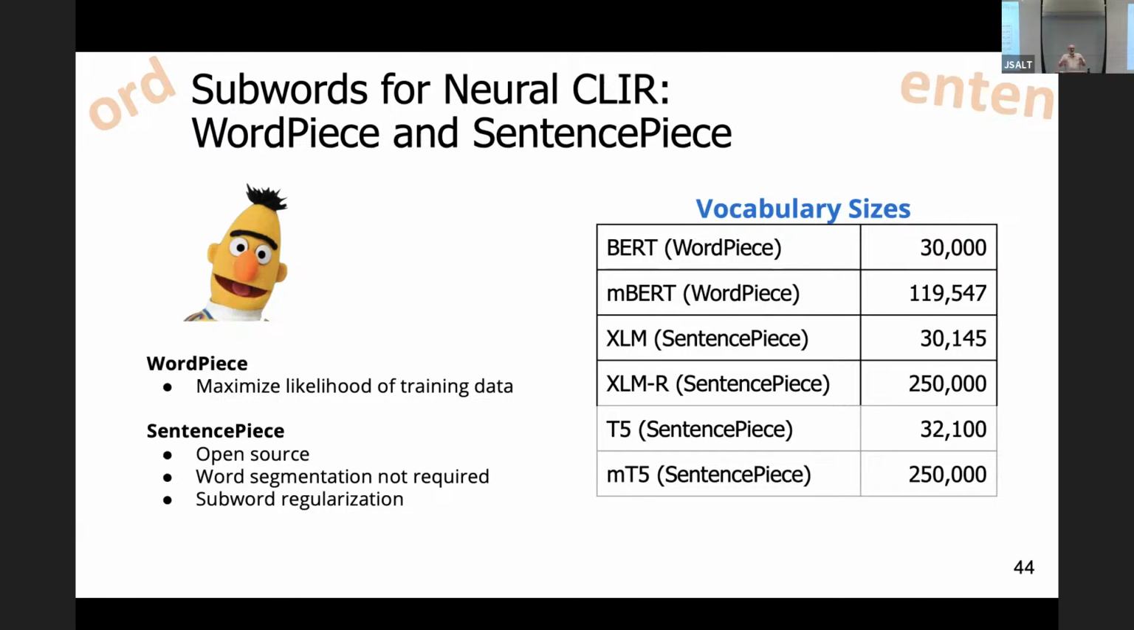There's no fundamental reasoning behind these things. It's just that's what was done. And SentencePiece tried to correct the fact that WordPiece is proprietary, that WordPiece required word segmentation, and it also addressed this subword regularization thing where you were sure to get the same tokenization even if there's some ambiguity. Okay, so those are the main differences.